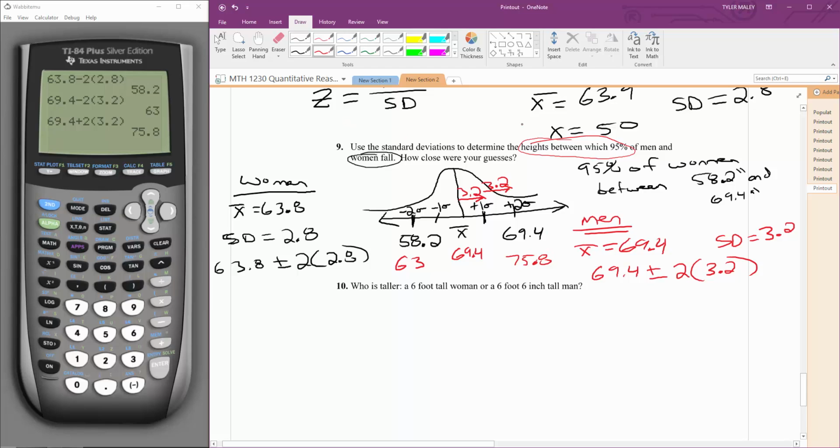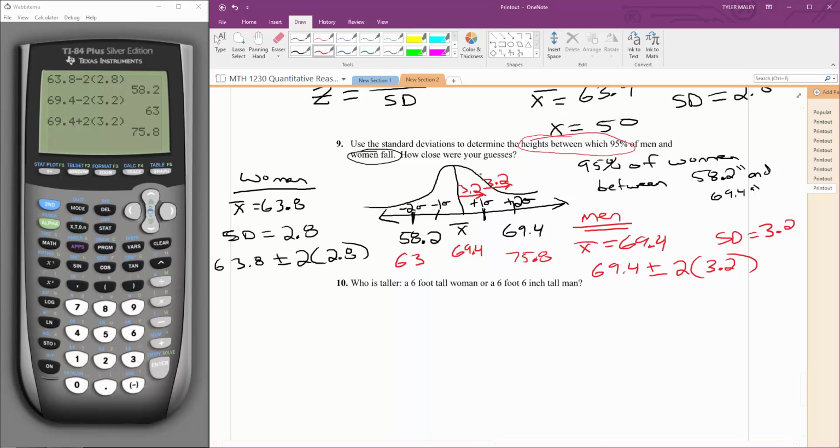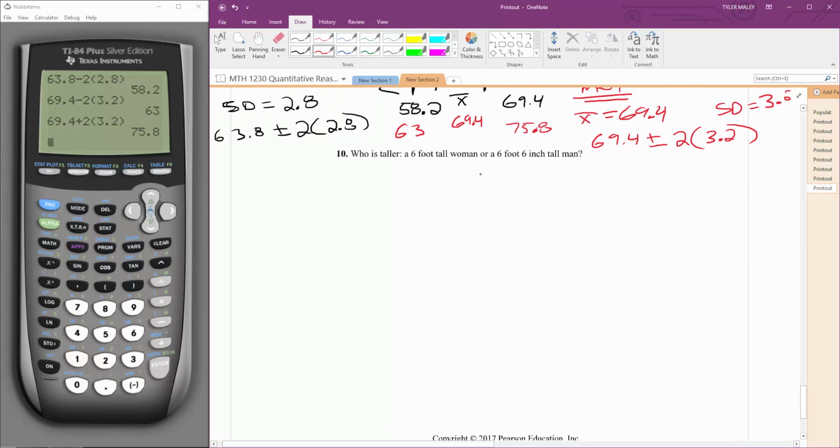So it says how close were your guesses? So you can compare depending on what you guessed. So then the last question says, who is taller, a 6-foot woman or a 6-foot 6-inch tall man? So these come from different distributions. So we have a female distribution, but then we also have this male distribution that's a little different. We know they're different because their centers are different.